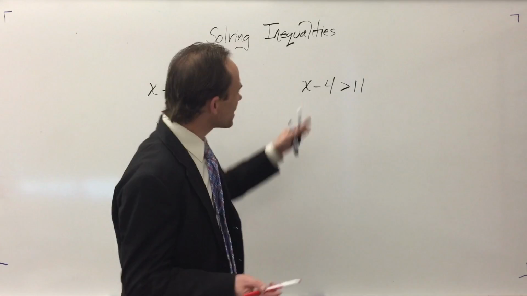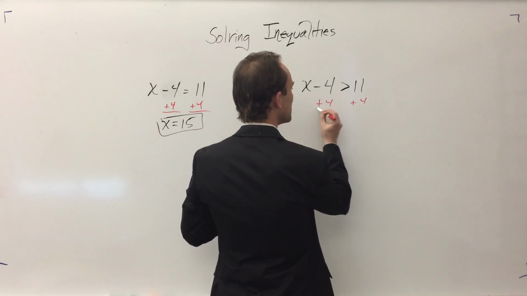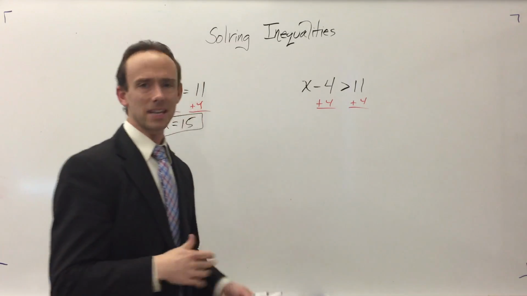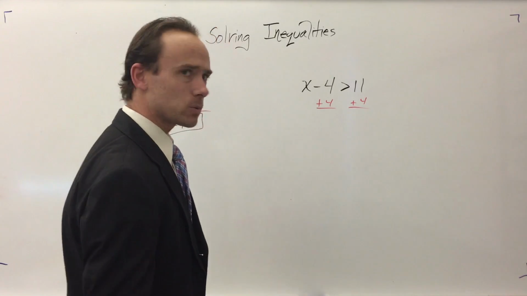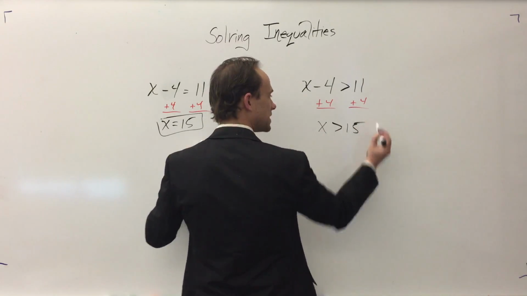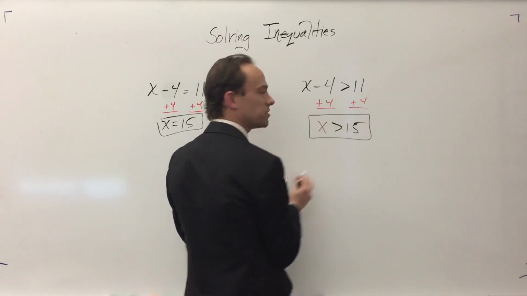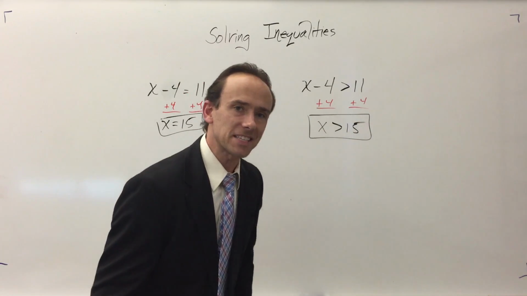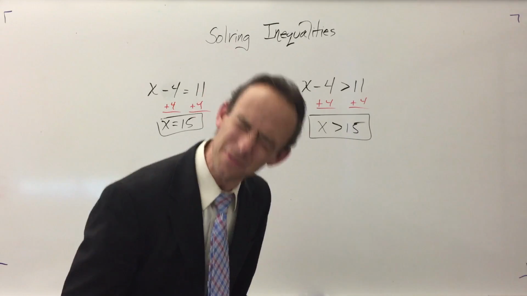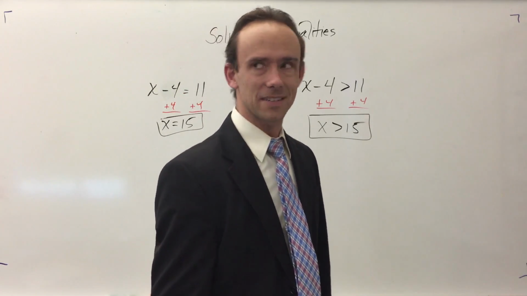I want to know what it is. I can already kind of tell what it is, but I'm going to add 4 to both sides. When I do the same thing to both sides, I know I maintain my unequalness. So now I got x is greater than 15. And that's the answer. X has to be greater than 15. Which means x cannot be 15, because 15 is not bigger than 15.